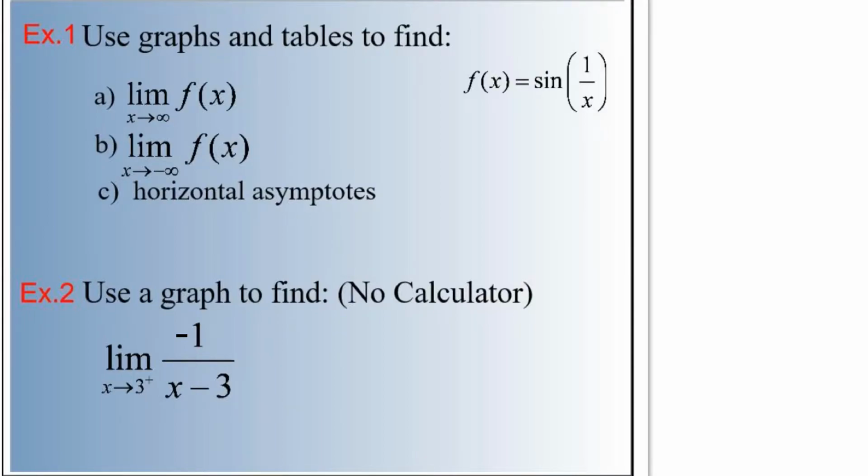All right, so it says use graphs and tables to find the limit as x approaches infinity, as x approaches negative infinity, and then any horizontal asymptote involved of the function sine of 1 over x. You may or may not know what that graph looks like. You probably don't know what that graph looks like, and that's okay. We should go ahead and graph that on the calculator. Then for example number 2, use a graph to find, again without a calculator, the limit as x approaches 3 from the right of the function 1 over the quantity x minus 3.